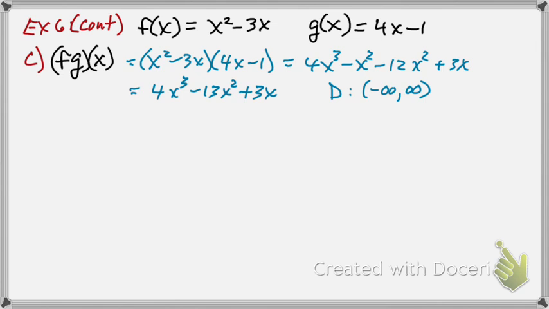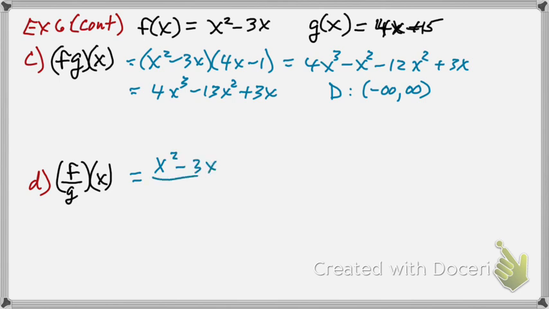It's just a real methodical kind of thing. Once you get comfortable with the notation, then you've done stuff like this before. Maybe not exactly like this, but you've done similar things. So I've got x squared minus 3x over 4x minus 1. There's my answer.